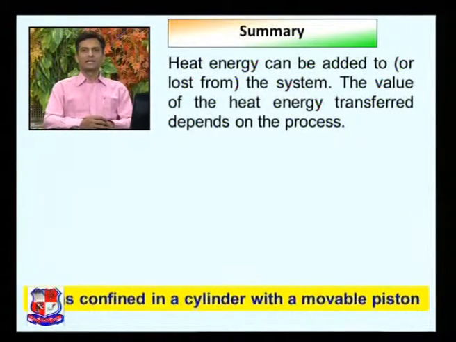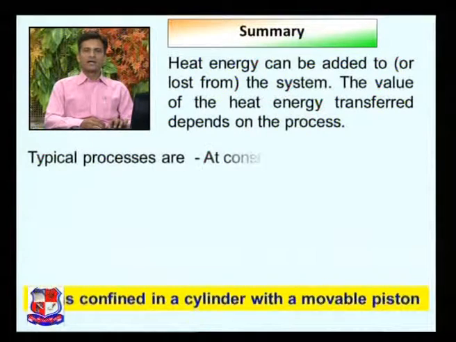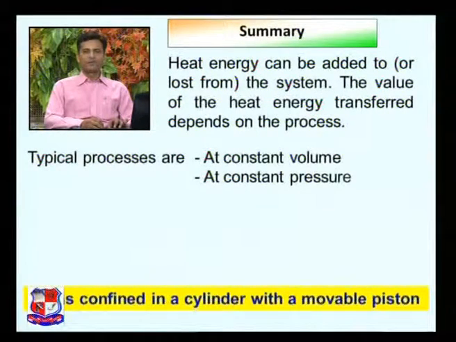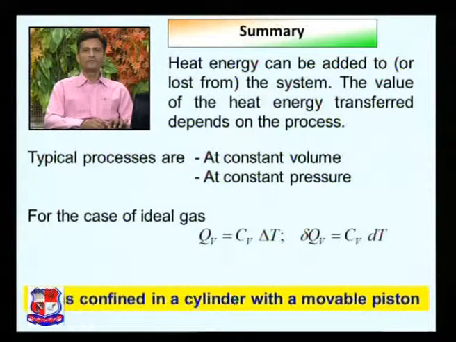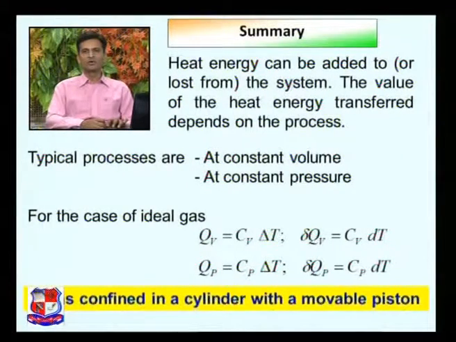Now a summary for this case: heat energy can be added to or lost from the system. The value of the heat energy transferred depends on the process. Typical processes are at constant volume and at constant pressure. For the case of an ideal gas, Qv is equal to Cv into delta T, or dQv is equal to Cv dT, and Qp, that is at constant pressure, is Cp into delta T, or dQp is equal to Cp dT.